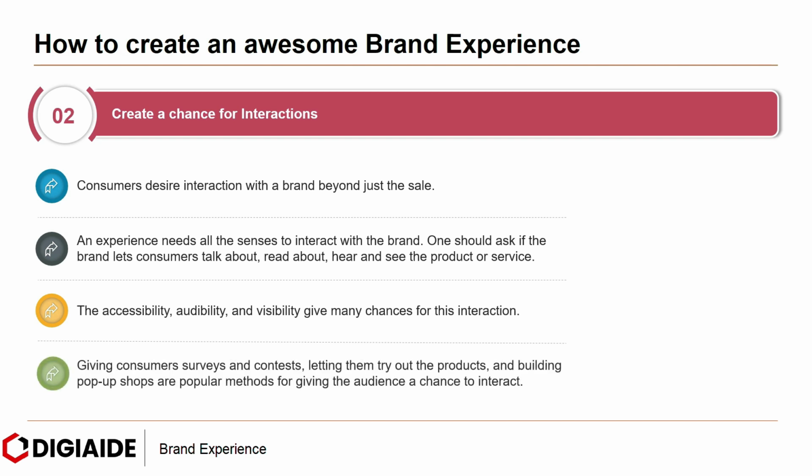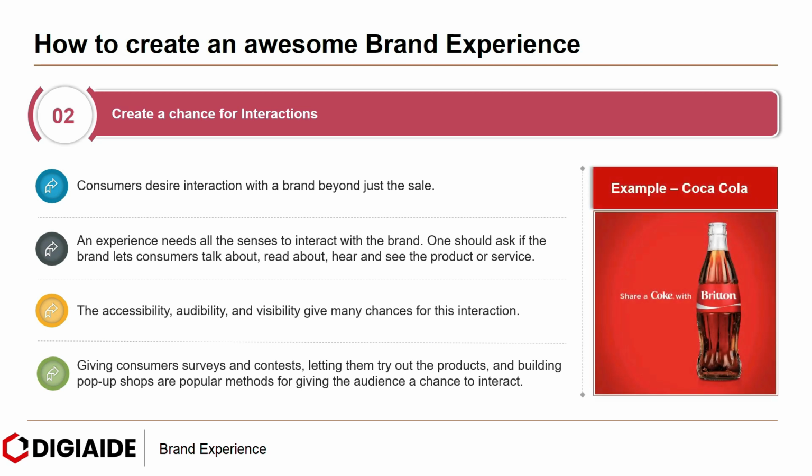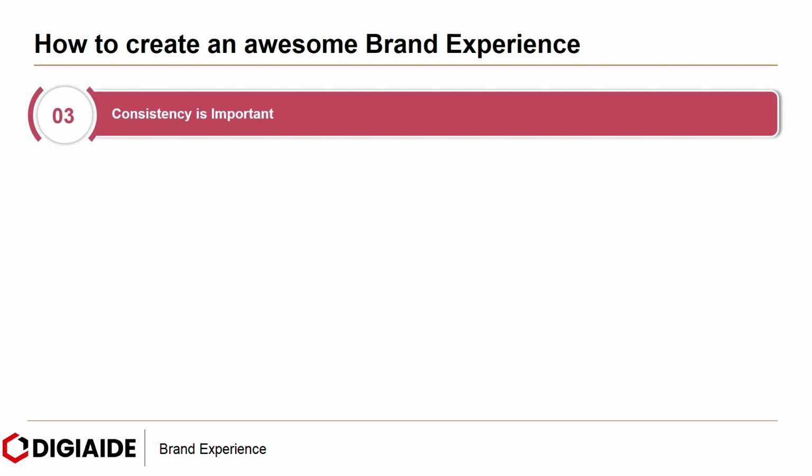Giving consumers surveys and contests, letting them try out the products and building pop-up shows are popular methods for giving the audience a chance to interact. Example, #ShareACoke campaign, which was globally popular, wherein customers could get their names or names of their loved ones printed on a Coke can. Next, consistency is important.